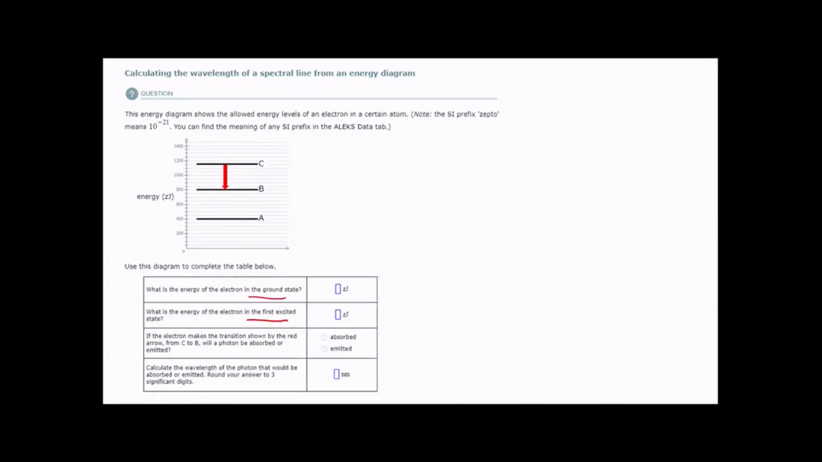We're asked to determine whether a photon will be absorbed or emitted if the electron makes the transition that is shown by the red arrow. And the last step is to calculate the wavelength of the photon that would be absorbed or emitted.